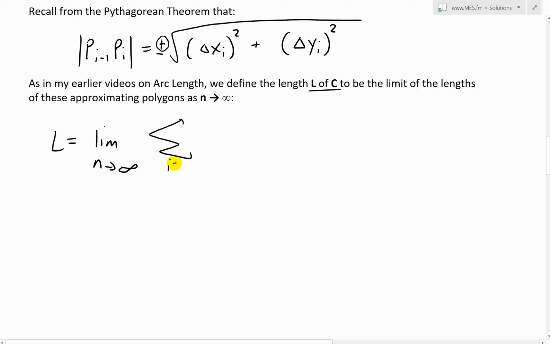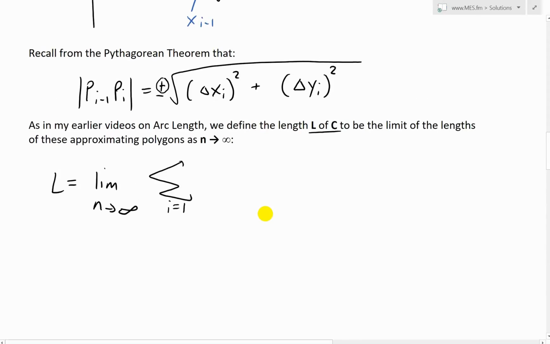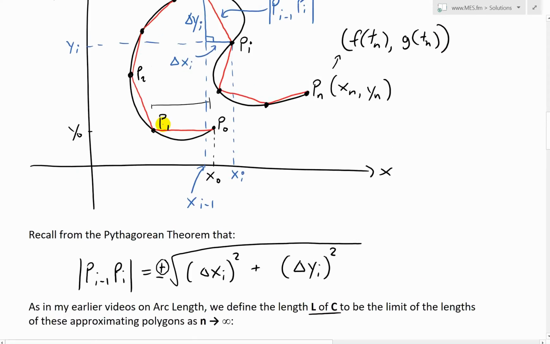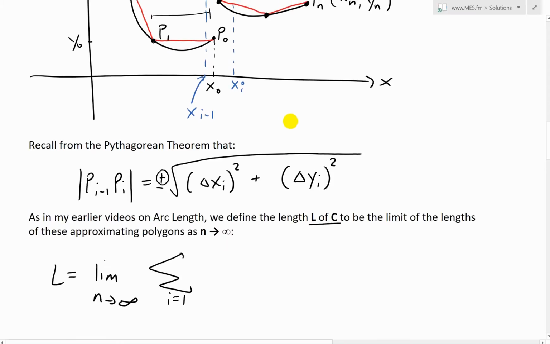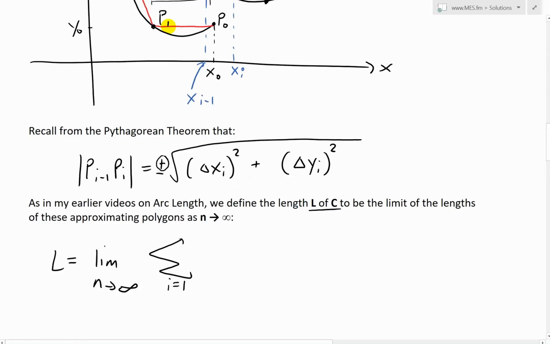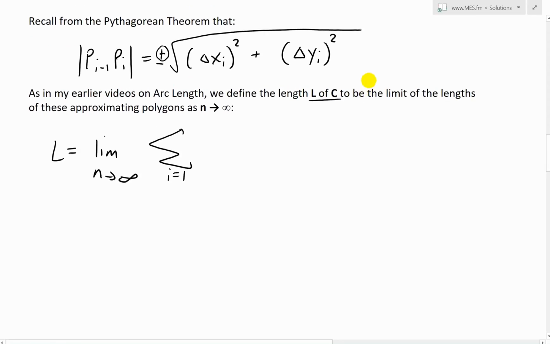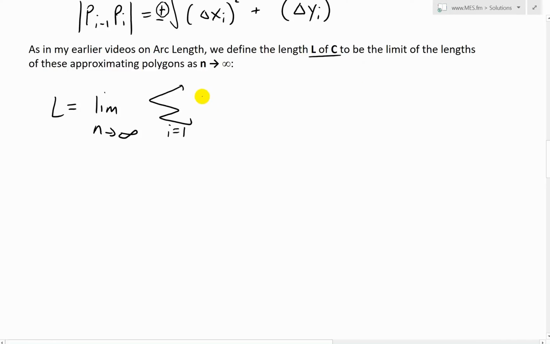We go from i equals 1. So when we have i equals 1, for example, we'll have p_1 to p_0, which is i minus 1. So that's our first line segment, from p_i at i equals 1 to p_{i-1} at 0, so p_1 to p_0, etc. So then we have this distance across like that.